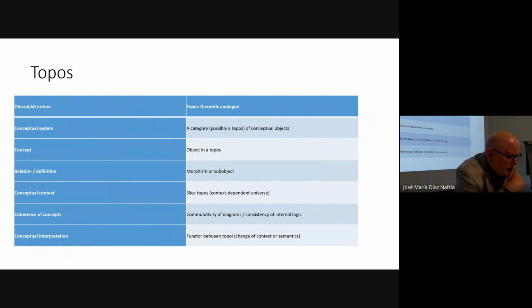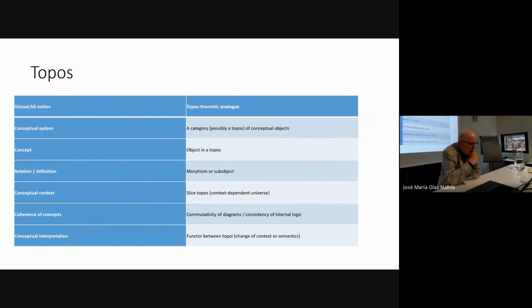So this problem you can compare to topos theory. Namely, you have conceptual systems and a category. You have a concept, object, and a topos. You have relation and morphism or sub-object.